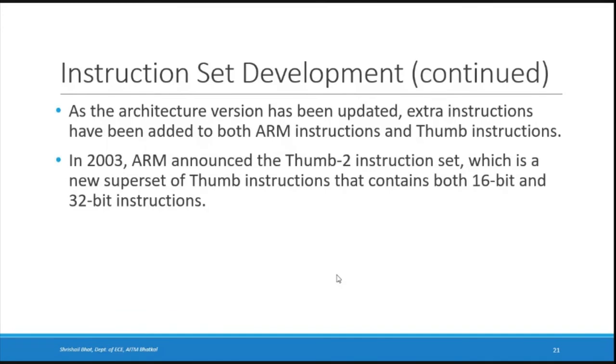As the architecture version has been updated, more and more instructions have been added to both ARM instructions as well as Thumb instructions. In 2003, ARM announced the Thumb 2 instruction set. The instruction set we have in Cortex M3 processors is this Thumb 2 instruction set, a newer version, or a new superset, of the Thumb instruction set, which contains both 16-bit as well as 32-bit instructions. Traditionally the Thumb instructions were only 16-bit.